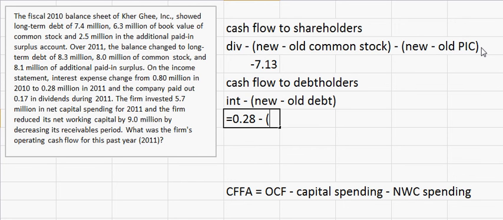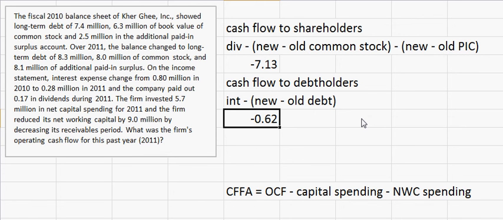New debt, the new book value of debt, is 8.3 million, and the old was 6.3. All right, let's just check and make sure. We've got long-term debt of 7.4 as the old one. 6.3 is the book value of common stock. So we've got 8.3 million, and back minus that, you get this. So now we've raised 7.13 million from stockholders, and we raised 620,000 from bondholders.